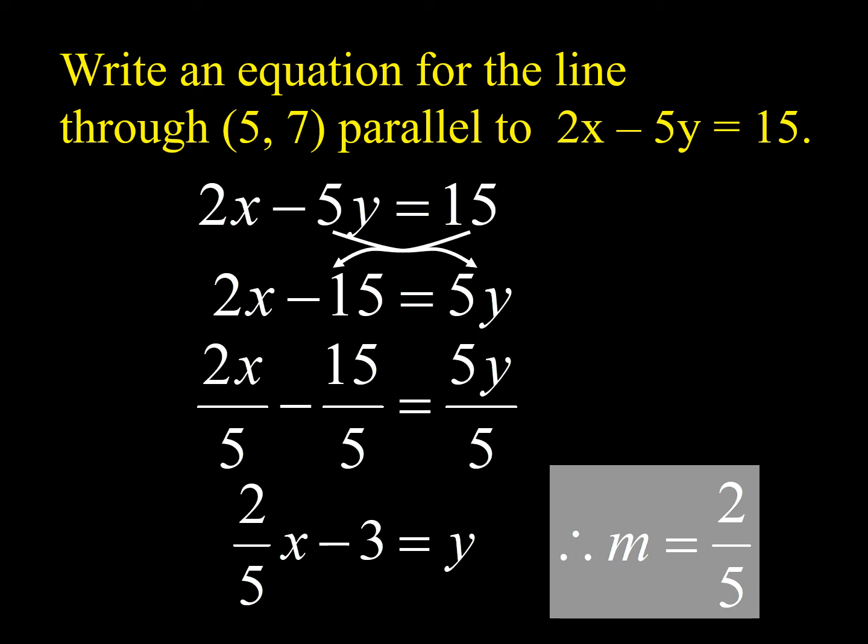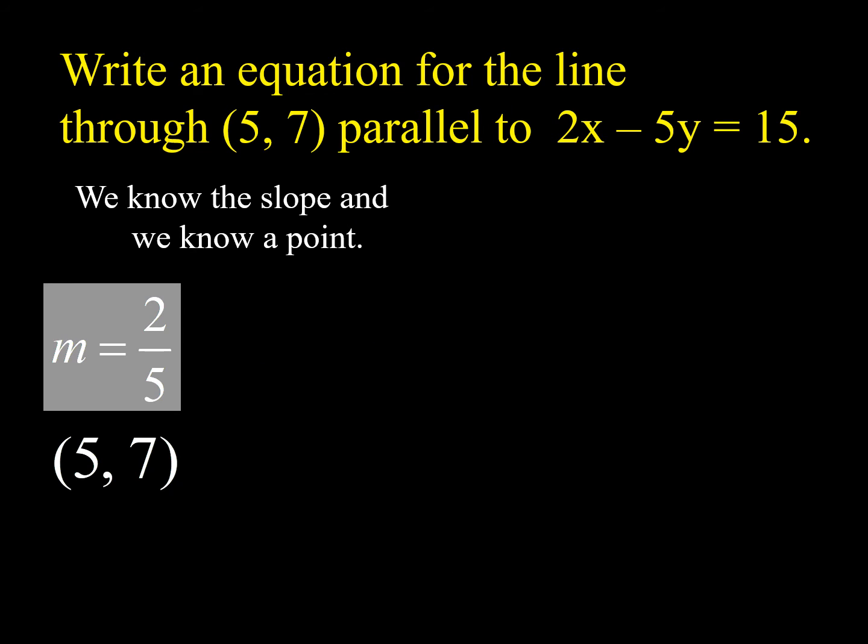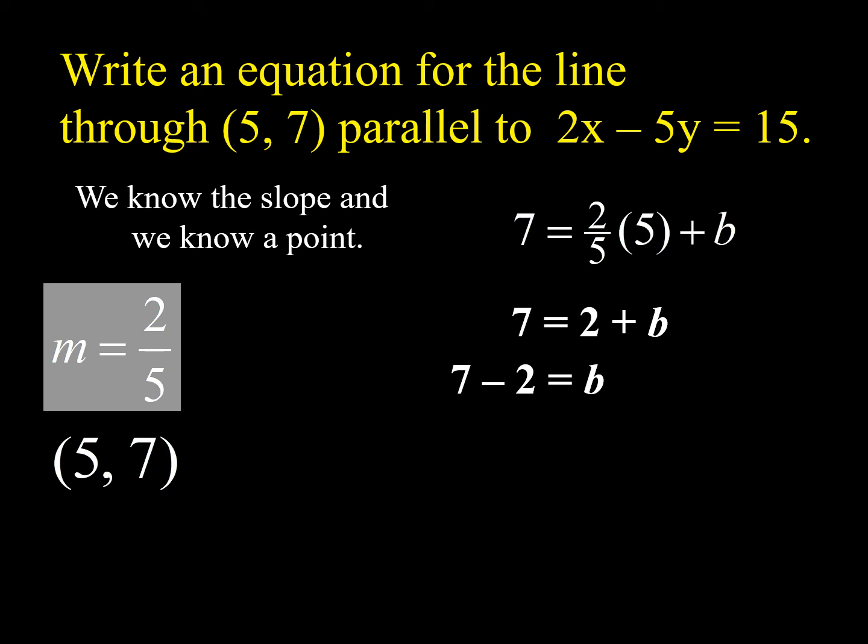So we all know the slope already. Now we are going to solve for the y-intercept. So we know the slope, we know a point. We are going to substitute it to y is equal to mx plus b. So your x is equal to 5, your y is equal to 7, and your m is equal to 2 over 5. So substituting it, we get 7 is equal to 2 over 5 times 5 plus b. So 2 over 5 times 5 is equal to 2 because you can cancel 5. And then transposing 2 to the other side, we get 7 minus 2 is equal to b. And b is equal to 5.